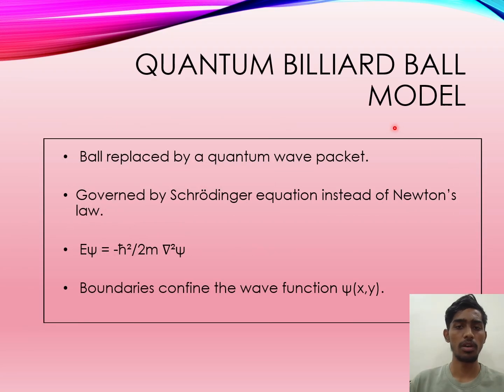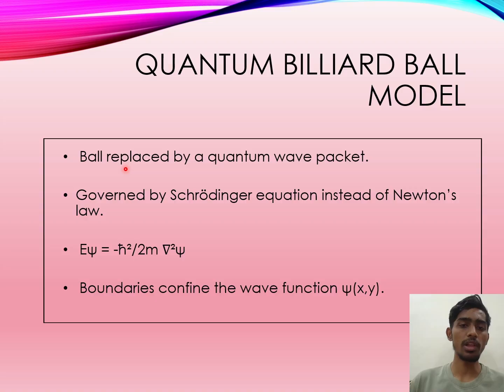Now let's talk about the new topic, which is the quantum billiard ball model. In this, we are not talking about any real values. We are talking about complex numbers, complex values, or in short form, wave packets. The ball is replaced by quantum wave packets. Here, we are not using any kind of balls like we do in classical billiard ball examples. The name is similar, but we are using wave packets.